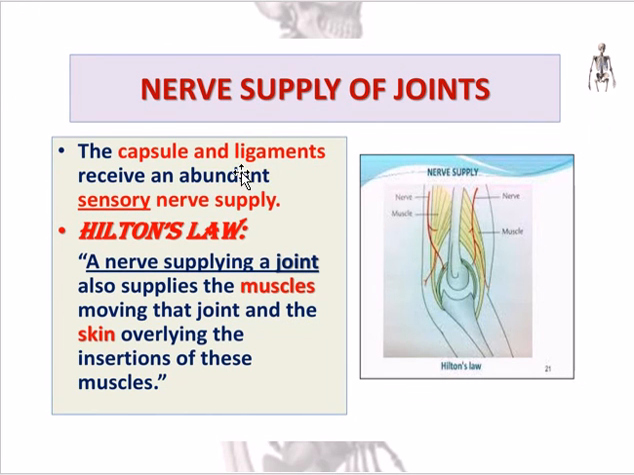Nerve supply: basically, the capsule and ligaments receive an abundant sensory nerve supply, and Hilton states that the nerve supplying a joint also supplies the muscle moving that joint and the skin overlying the insertion of these muscles. This is basically Hilton's law.